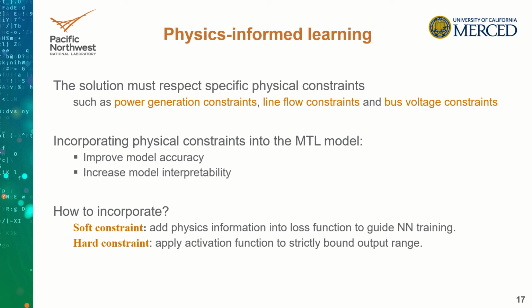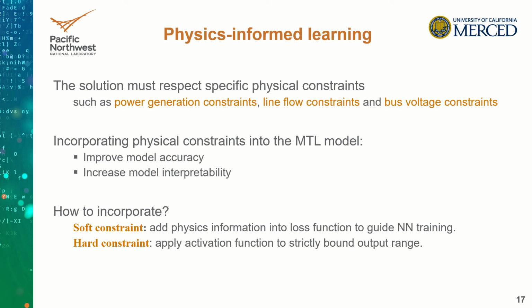In the power grid simulation, the solution must respect some specific physical constraints, like the power grid generator constraints, line flow constraints, and the bus voltage constraints. By incorporating these physical constraints into the multitask learning model, we not only improve the model accuracy, but also increase the model interpretability. We will incorporate these physical constraints by adding soft and hard constraints into our models.